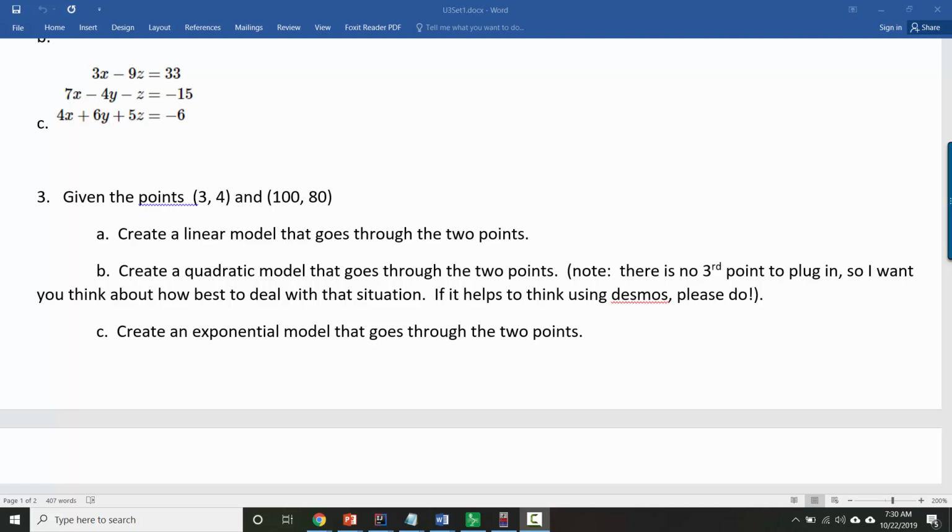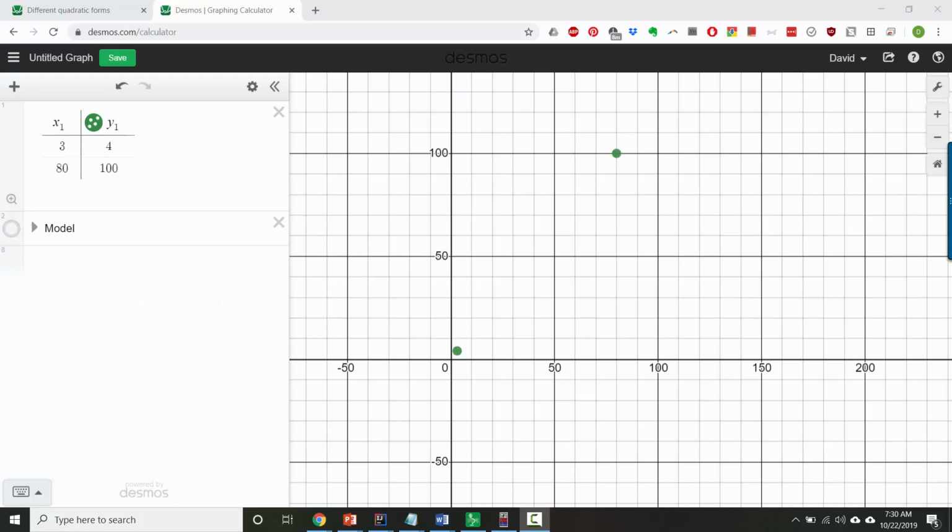So question number 3, it says, given the points 3, 4, and 80, 100, create a bunch of models that go through the points. So some people asked, if you've got a quadratic model that doesn't have a third point, how do you deal with that situation? So here's what the 2 points look like in Desmos. Remember that there are a whole bunch of different quadratic curves that go through those 2 points. So like here are a lot of them.